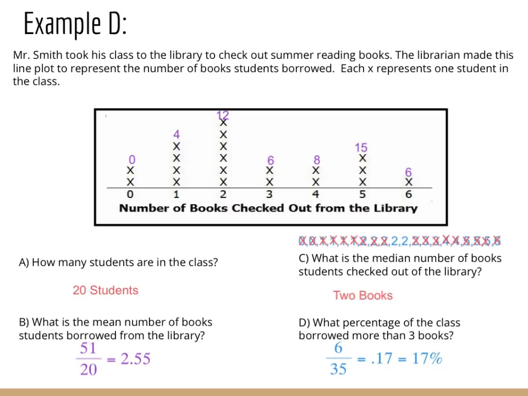To figure out the median, we needed to line them up in order from least to greatest, which I did, and then X off until you got to the middle. We found out there were 2 books. And then to figure out the percentage of who borrowed more than 3 books, remember that we can't count the column that has 3 books in it because that's not more than 3, so we can only add the 4, 5, and 6 book students. We do that, there are 6 of those, and then we take that out of 35, we got 0.17, which we turn to 17%. Let's go ahead and take a look now at the last one.